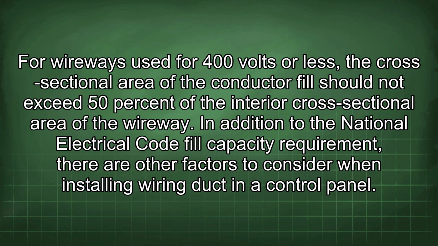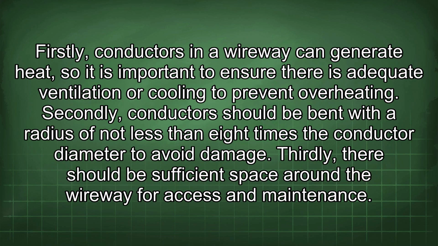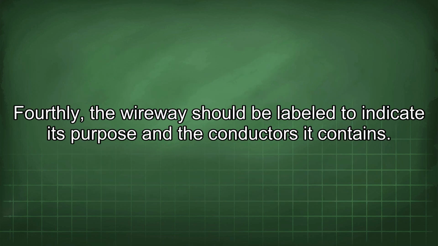in a control panel. Firstly, conductors in a wireway can generate heat, so it is important to ensure there is adequate ventilation or cooling to prevent overheating. Secondly, conductors should be bent with a radius of not less than 8 times the conductor diameter to avoid damage. Thirdly, there should be sufficient space around the wireway for access and maintenance. Fourthly, the wireway should be labeled to indicate its purpose and the conductors it contains.